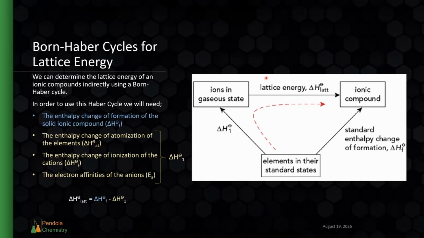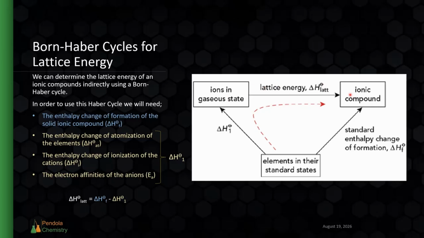Remember, lattice energy is defined as the amount of energy that's released or absorbed when 1 mole of an ionic compound in the solid state is formed from the ions in the gaseous state. So this top line right here represents the lattice energy for the Born-Haber cycle or the Hess cycle. We have a label right there.